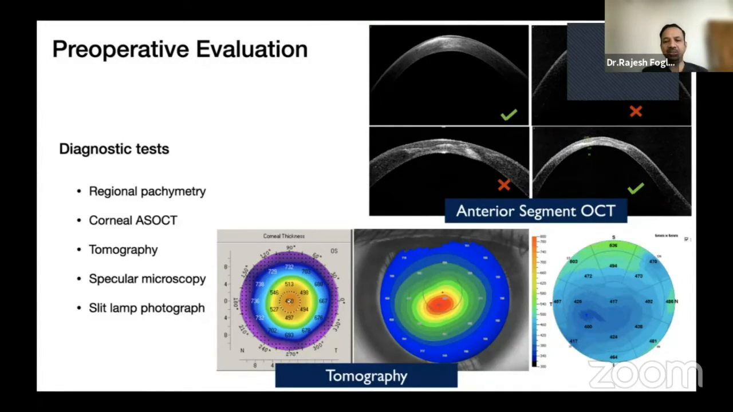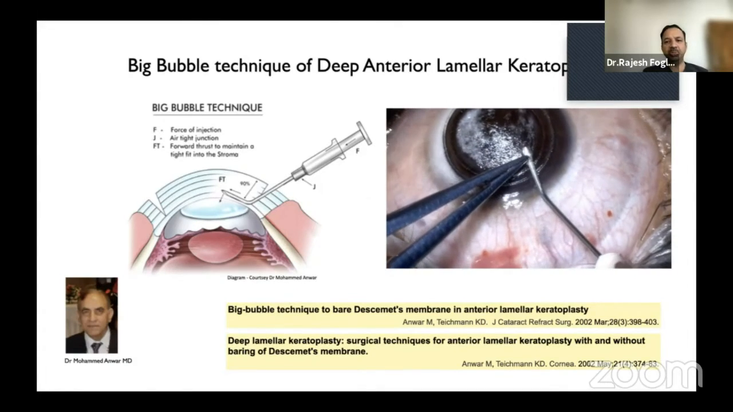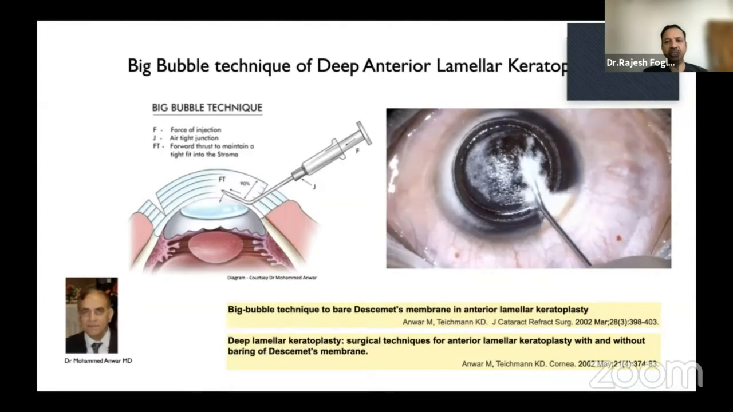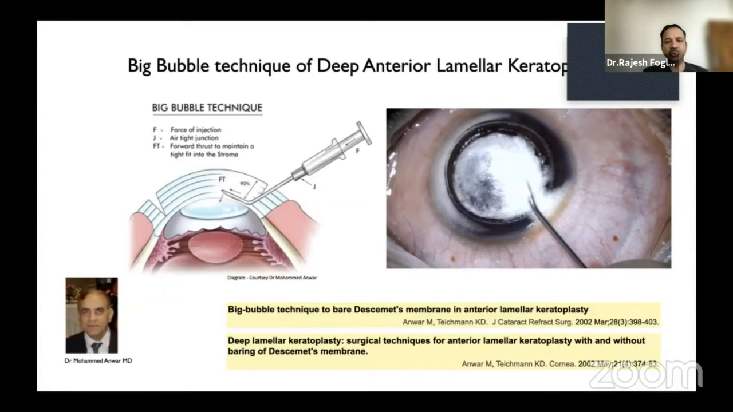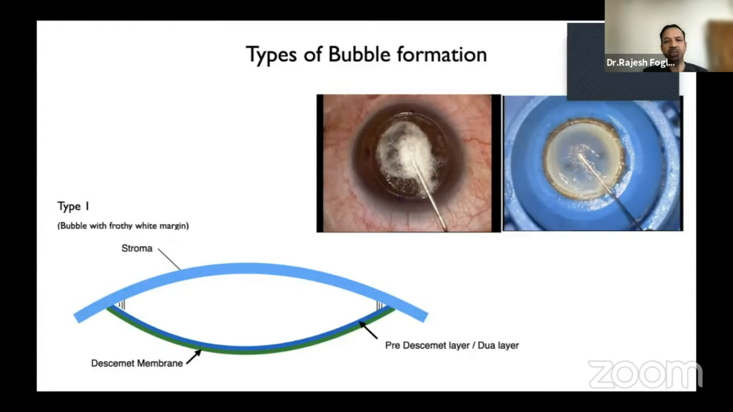Corneal thickness can be assessed using any of the tomography devices or the anterior segment OCT. The anterior segment OCT also provides you in cross-section view how deep the scar is, whether it is involving the Descemet membrane as well. The instruments that are required: in the original big bubble technique described by Anwar, a 27 or 30 gauge needle is used for air injection, and this works quite well. However, if the needle is not placed in the right position, you have an increased risk of complication.